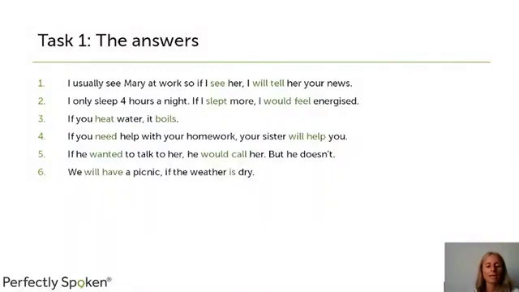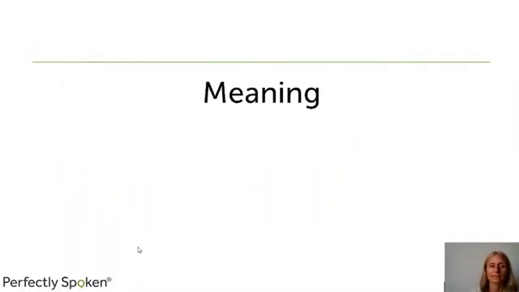I hope that it's becoming more natural to think, okay, I need the zero conditional, therefore present tense, or I need the first conditional, present tense, will, won't, or the second conditional, past tense, would, wouldn't. Okay, so that's a summary of the form. We've looked at the form, but it's very, very important to think about the meaning of these sentences. So let's look now at the meaning.